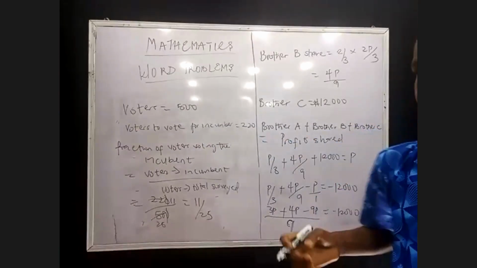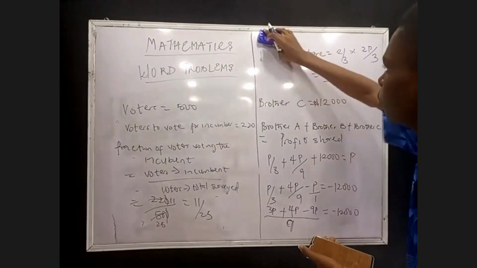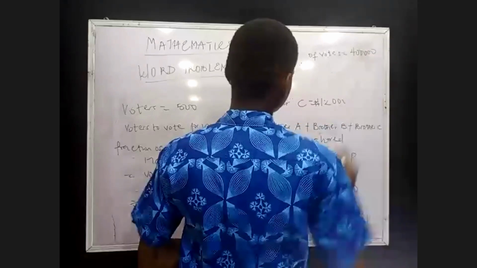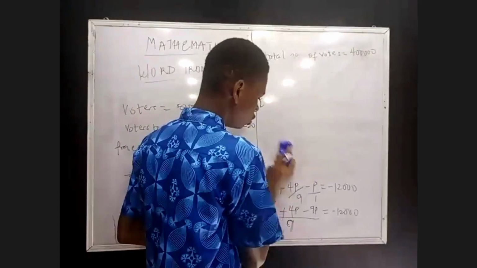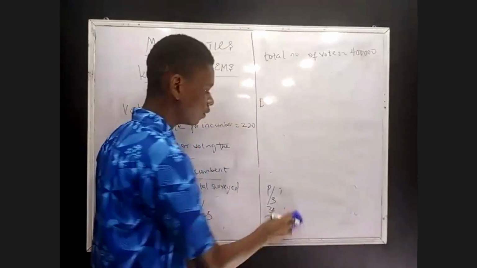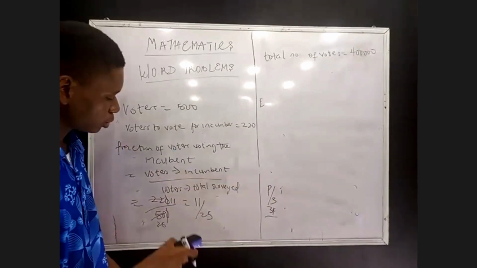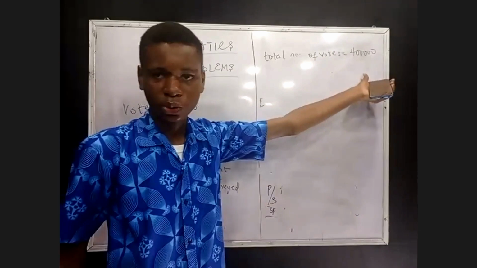So now what I have to calculate is the total number of votes the incumbent is going to have in that election. First thing is the number of votes in that election is 400,000, which I got from the question. The total number of votes, 400,000. So for me to get the number of votes the incumbent is going to get from this total number of votes, I'm simply going to use this fraction I calculated here, which is 11 over 25. So I'll multiply the fraction of the votes the incumbent is going to get from the voters by the total number of votes.